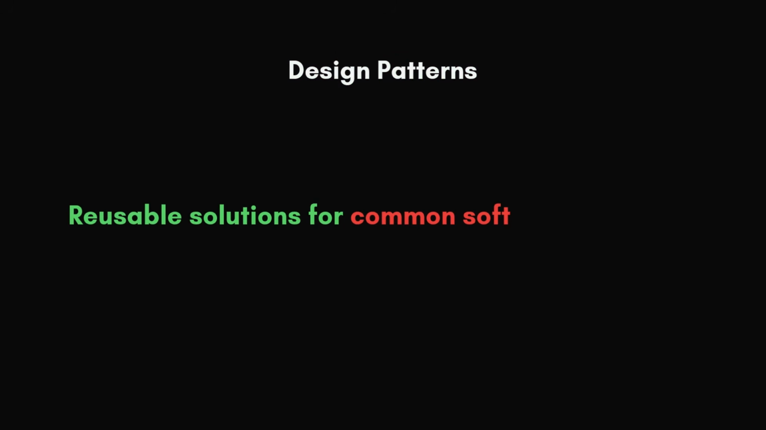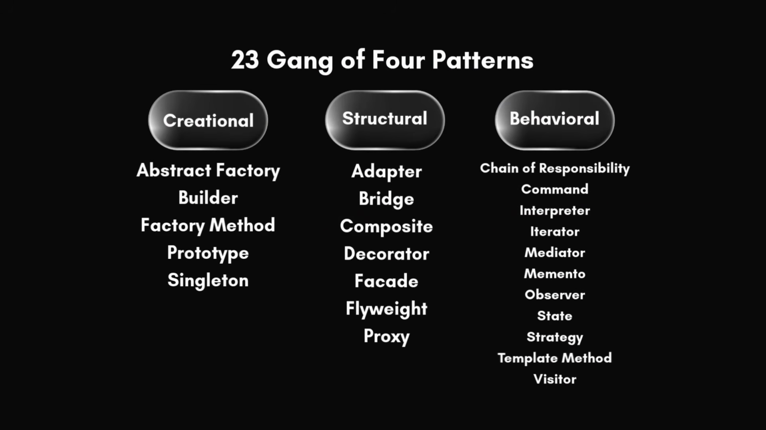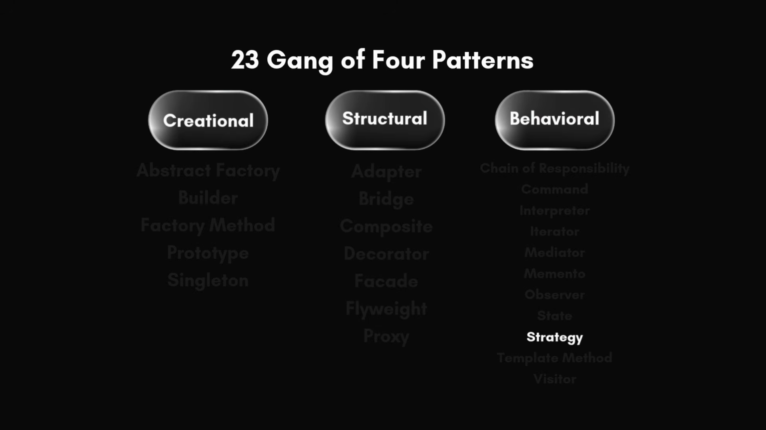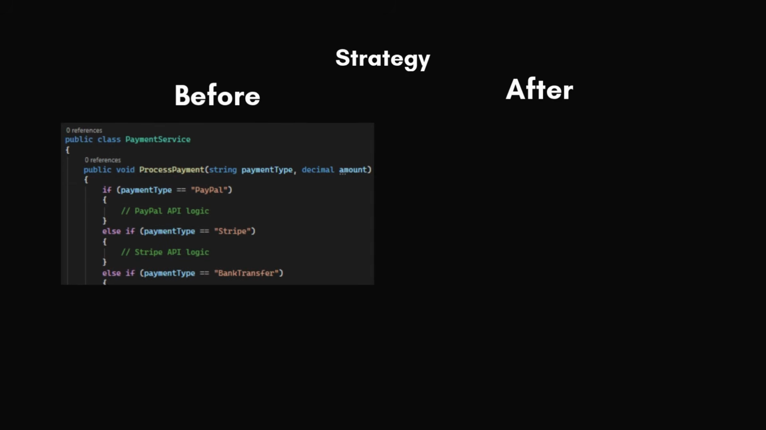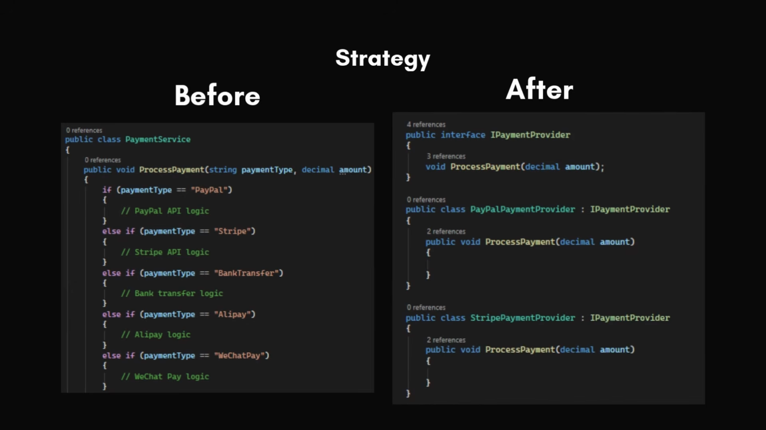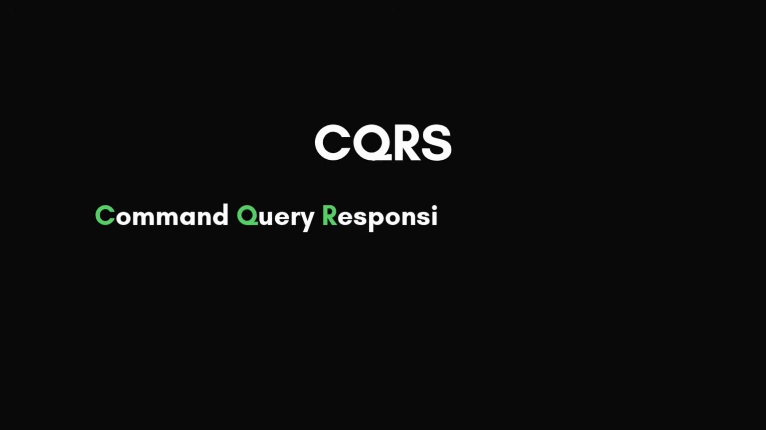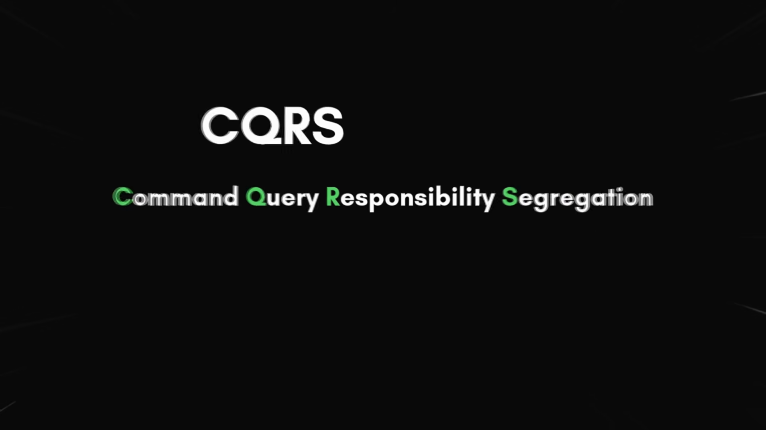Design patterns are reusable solutions for common software problems. We have a total of 23 Gang of 4 patterns. For example, the strategy pattern allows us to swap payment methods easily. Each payment provider follows the same interface, so our checkout system does not care whether the user pays with PayPal or Stripe. And we also have some advanced design patterns like CQRS, Command Query Responsibility Segregation.